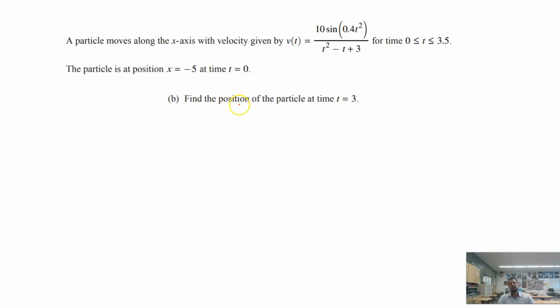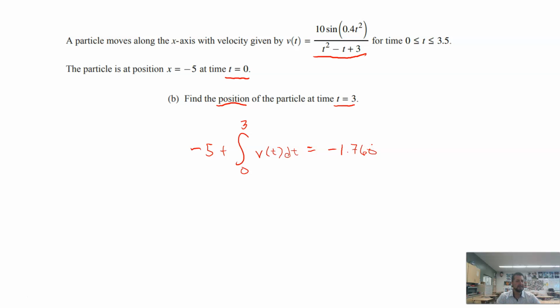Letter B wants to know what is the position of the particle at time equals 3. Well, position, remember, is initial position plus the integral from A to B. Now, remember, time A is the time that they give you the initial position at. Time B is the time that you want the position of the particle at. And then we just put in that same velocity function. So I'm going to do that function right there. When I type that into my calculator, the number that we get there is negative 1.760.